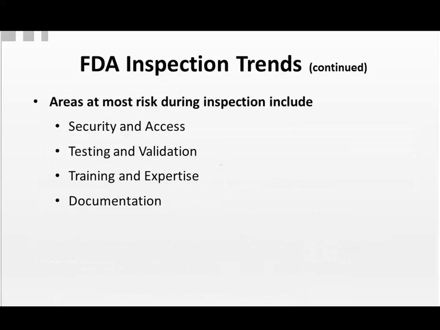Now, these are the areas that are at most risk during an inspection. Security and access to your computer system. Also, physical access to your building. Testing and validation of your system. Training and expertise. And that covers users of the system, the people who are maintaining the system in a validated state, and the people who actually do the validation work.